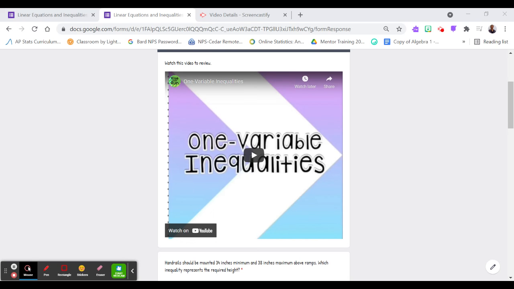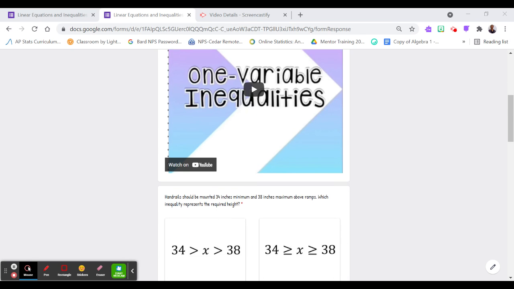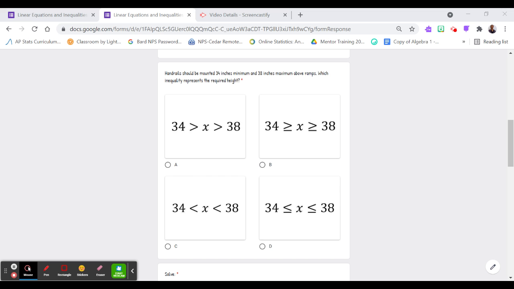So this is my review for the one variable inequalities. What we're going to do is start with the first problem. It says handrails should be mounted 34 inches minimum and 38 inches maximum above ramps. Which inequality represents the required height?